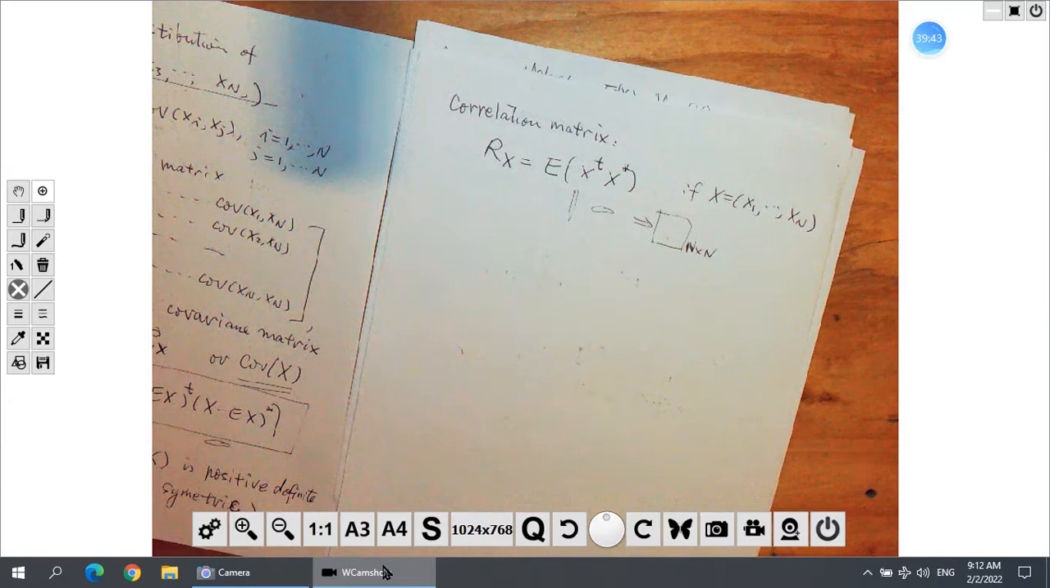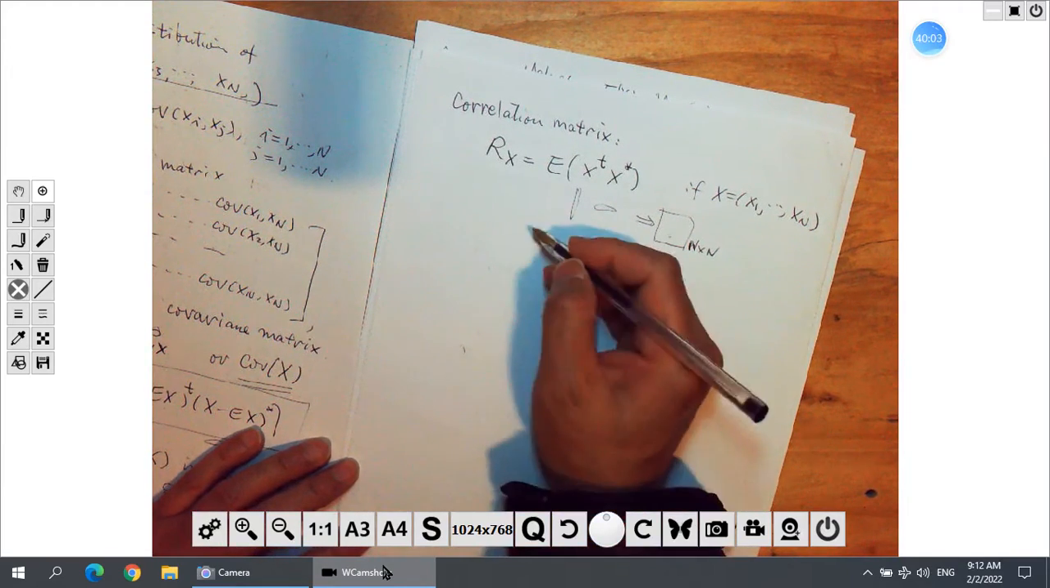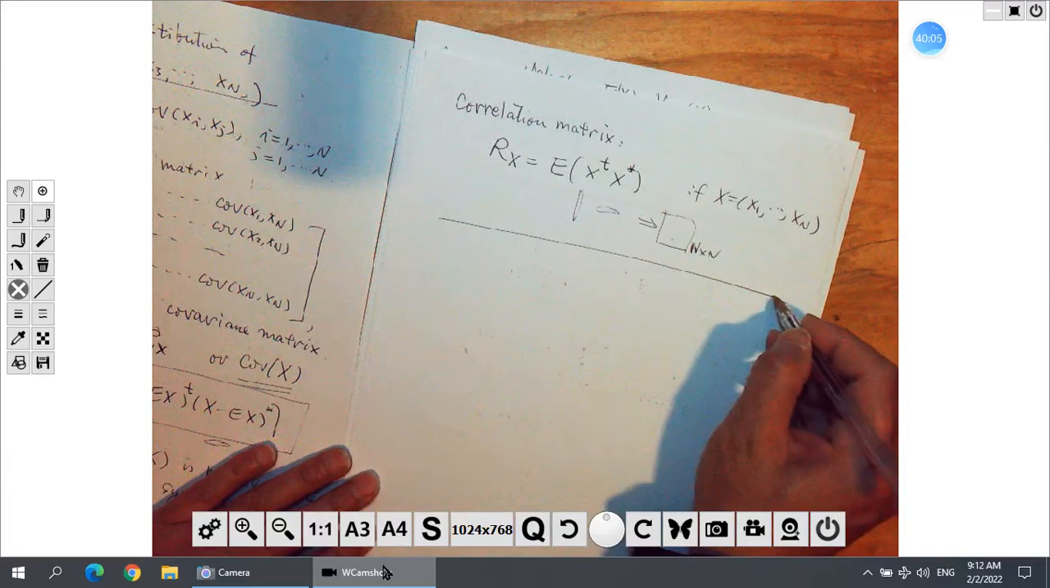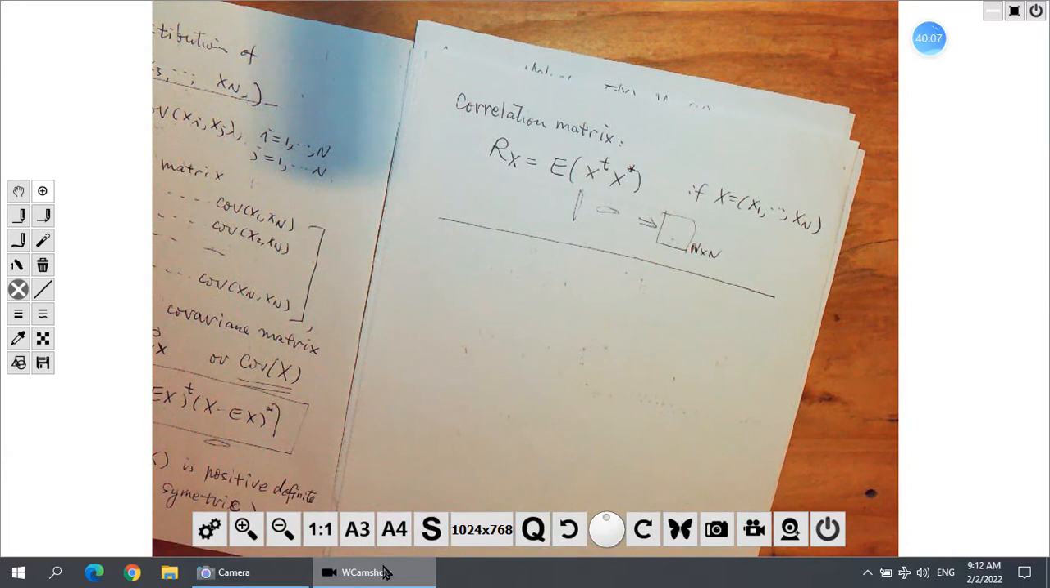Whether this one is positive definite, I can't remember, but I think it's similar to the covariance. It should also be positive definite. Okay, this is a correlation matrix.